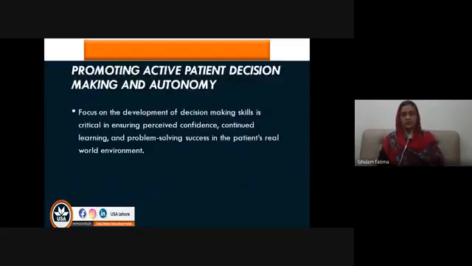Then again, this is very important to promote active patient decision making and autonomy. Not only will it boost the confidence and the motivation of the patient, but it will help him in a learning process, in a problem-solving situation, because the patient has to make decisions for himself when he is out of the clinic. He has to decide for himself. He has to be confident enough to take some risk and do some activity.